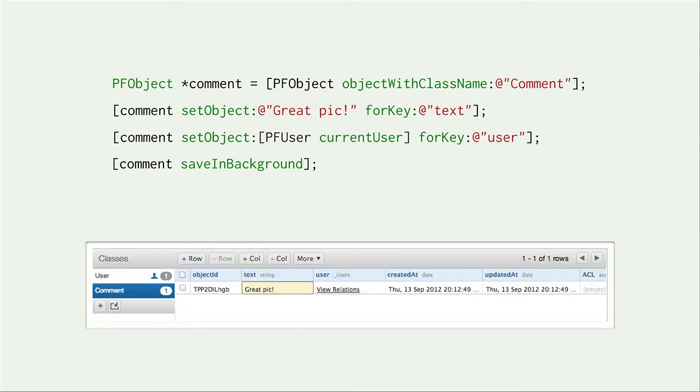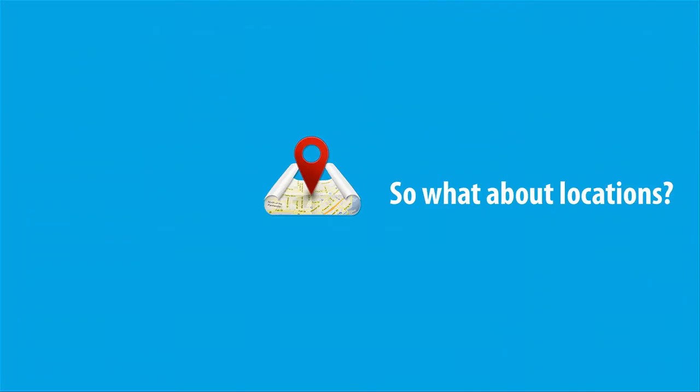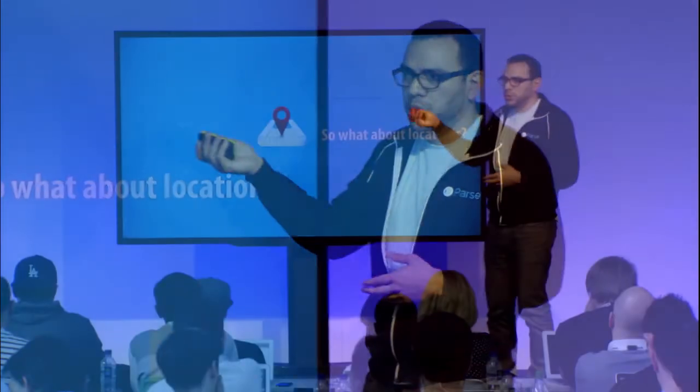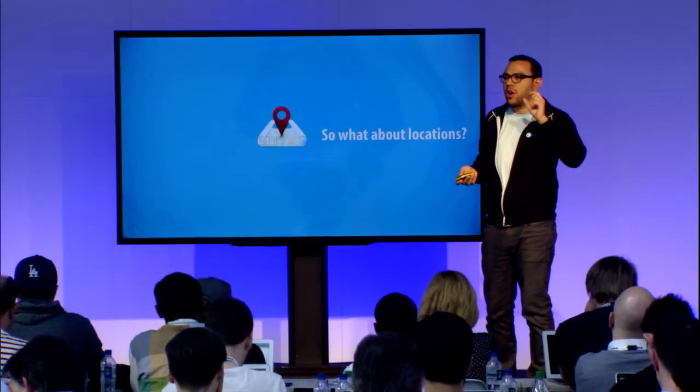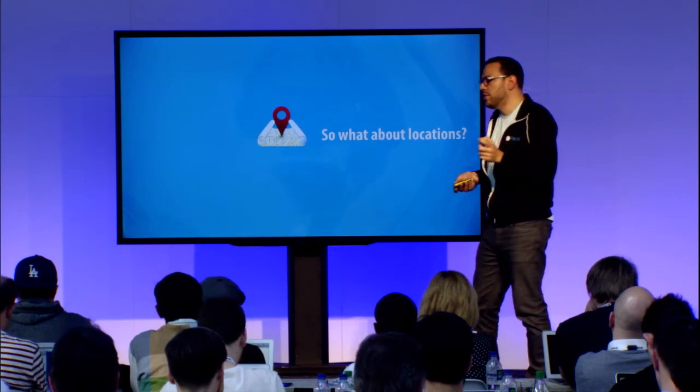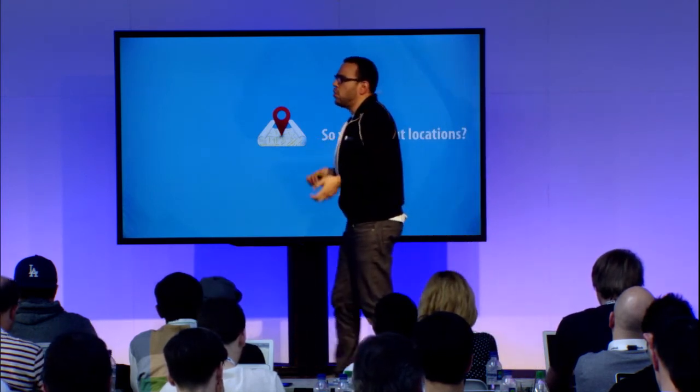And this is how it looks in the data browser at parse.com. So you can see all the fields we set up on that object. Next, we need a way of tracking the user's location easily. You might think that a good way of doing this is to just use PFObject and set a number for the latitude and the longitude. And that could work.